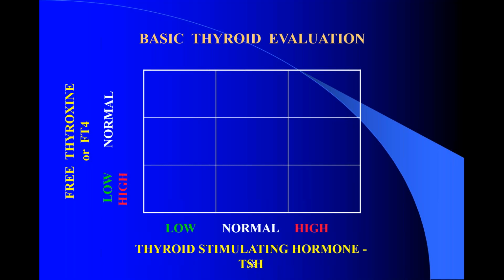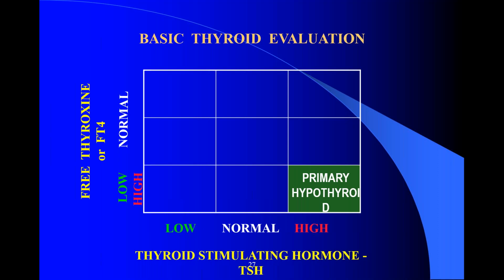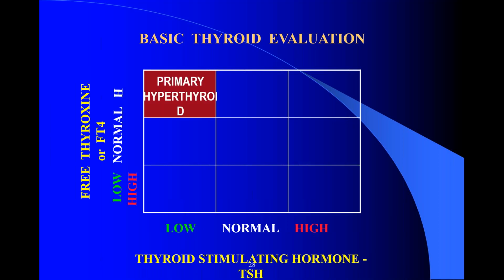Each can be low, normal or high, and according to that you have to define the condition. If TSH is normal and FT4 is also normal, the patient is euthyroid. This is not hypo, it's euthyroid. See, if TSH is high and T4 is low, it is primary hypothyroidism. If T4 is high, that means thyroxine hormone is high, and TSH is high, that means primary hyperthyroidism.